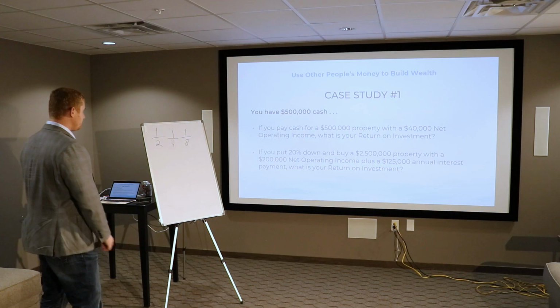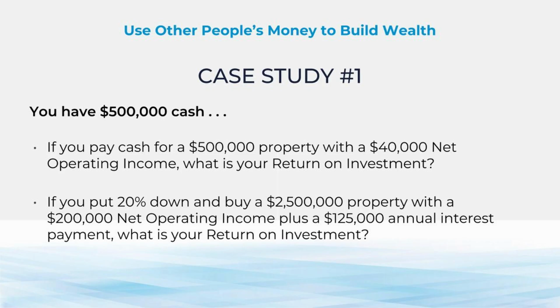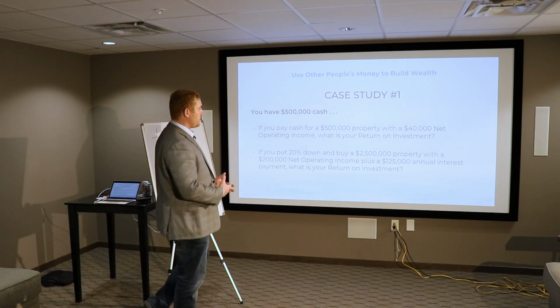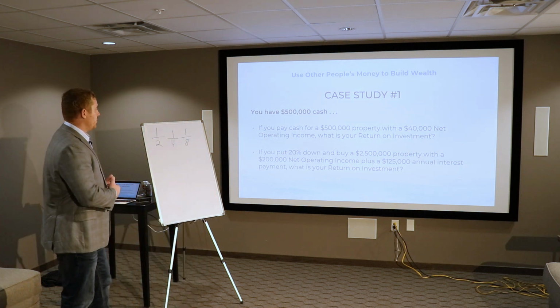So here we go. This first case study, we're essentially saying we have $500,000 in cash. If we pay cash for a $500,000 property that has a $40,000 NOI, net operating income, what is your return on investment? Okay, so you can pause it and do that one quick a minute if you like, but I'm going to go on and read the next one, and then I'll help you walk through the math here shortly.